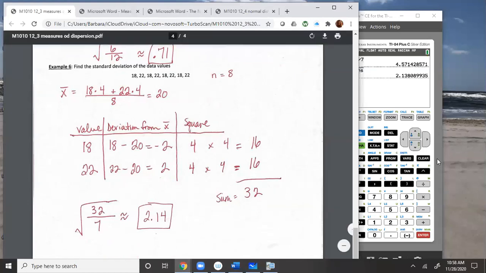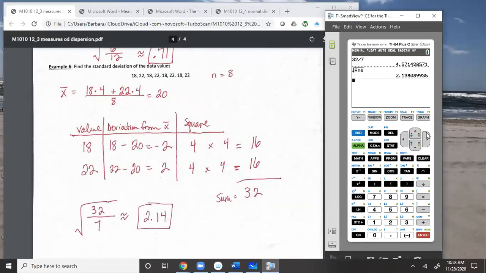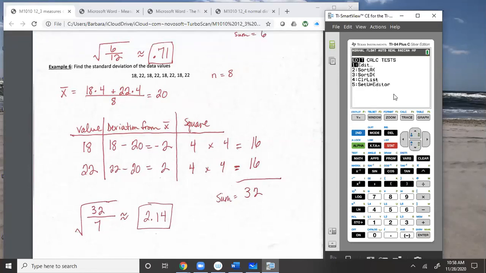But as you see, if you can put all the numbers in your list, then all you need to do is put all the numbers in Stat, Edit, right, in that list. And then you're going to press Stat again and go to Calc and choose one variable stats. And you can easily get your standard deviation that way.